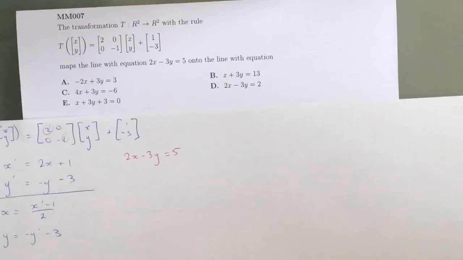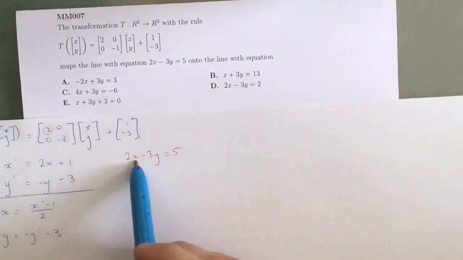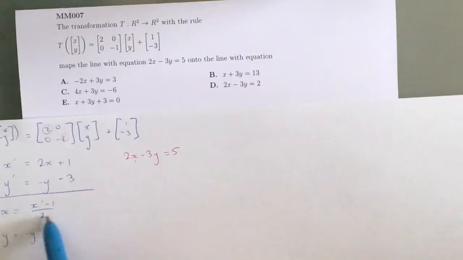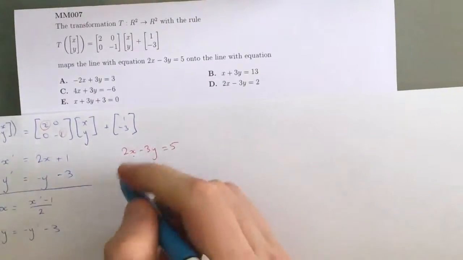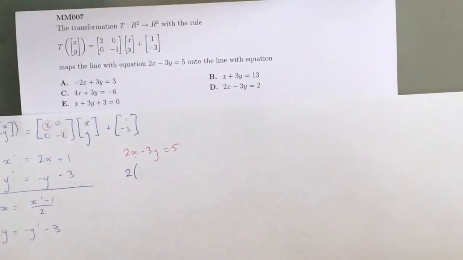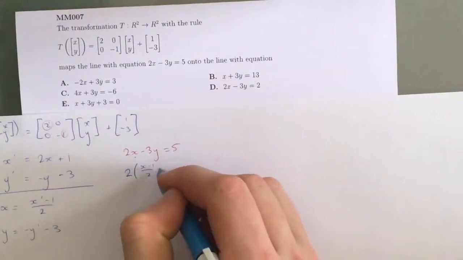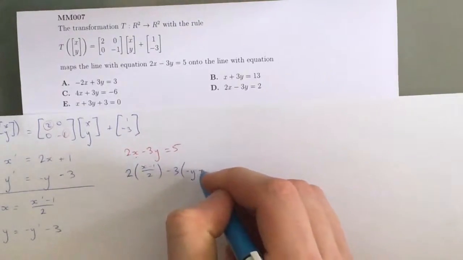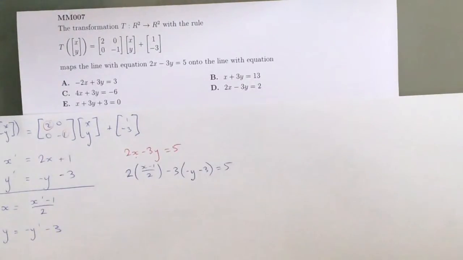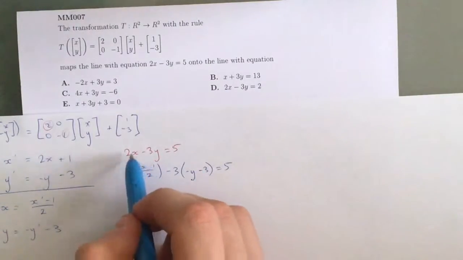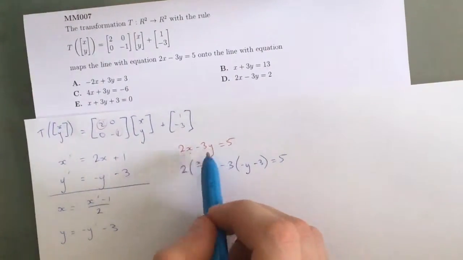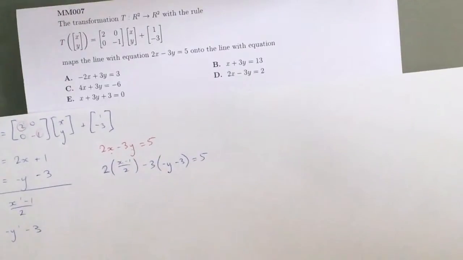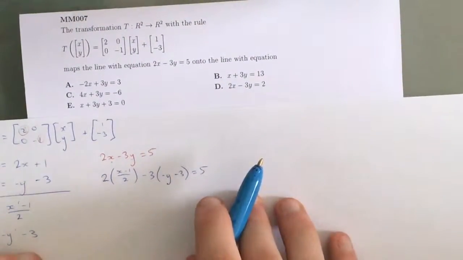And what we actually need to do is replace this x and this y with these two functions or equations here essentially. So our new function, we have 2 times (x take 1 over 2) minus 3 times (negative y take 3) equals 5. Now can you see what I've done there? All I've done is replaced this x here with this function x, and replaced this y here with this function y. So from there, we just expand it out.